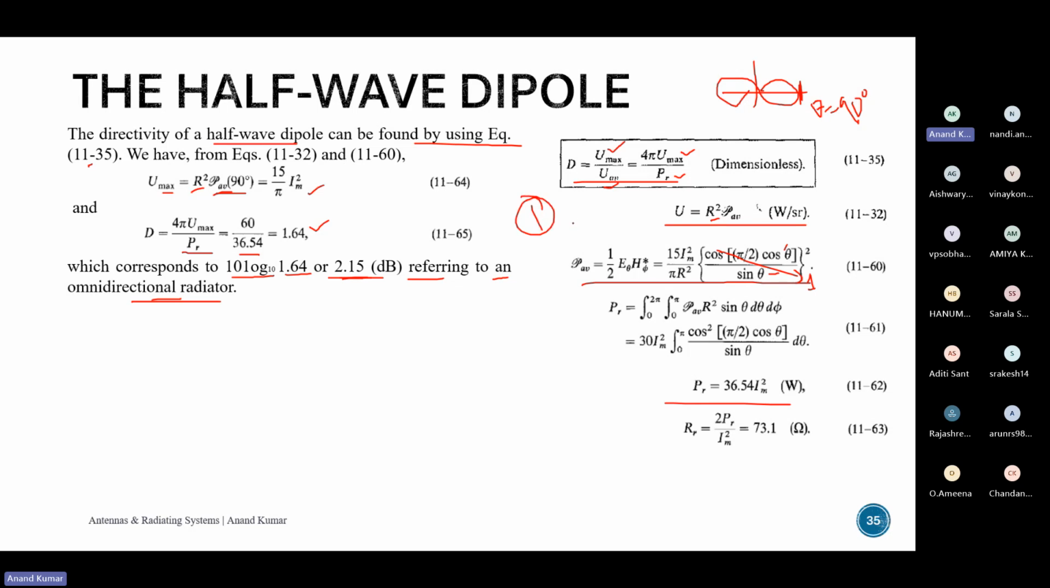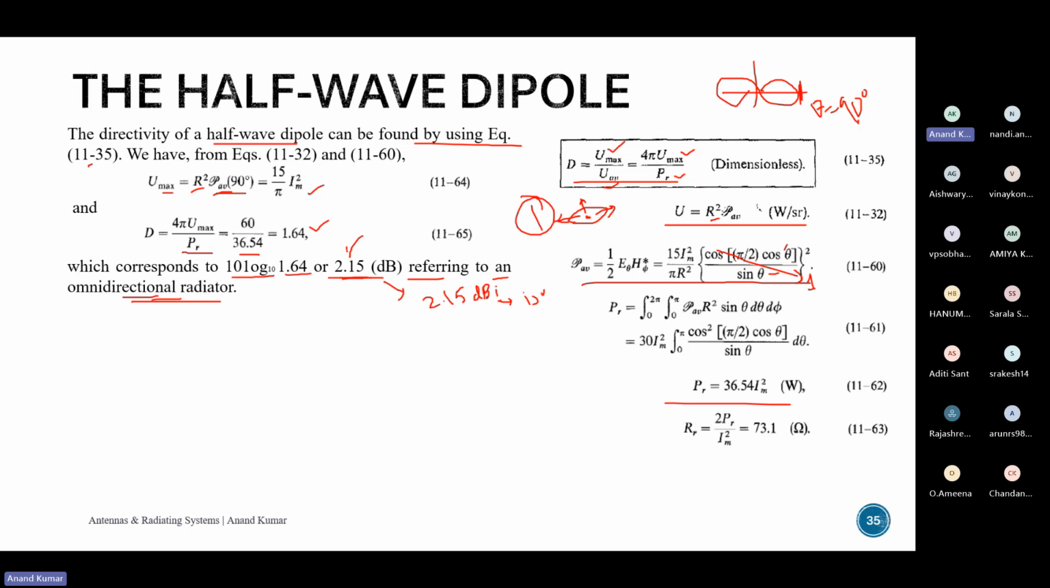But since this is radiating in a donut shape, we have higher directivity along this plane. And we also write it as 2.15 dBi. So when we write this i, this refers to isotropic, which is also equivalent to saying with respect to an isotropic radiator.